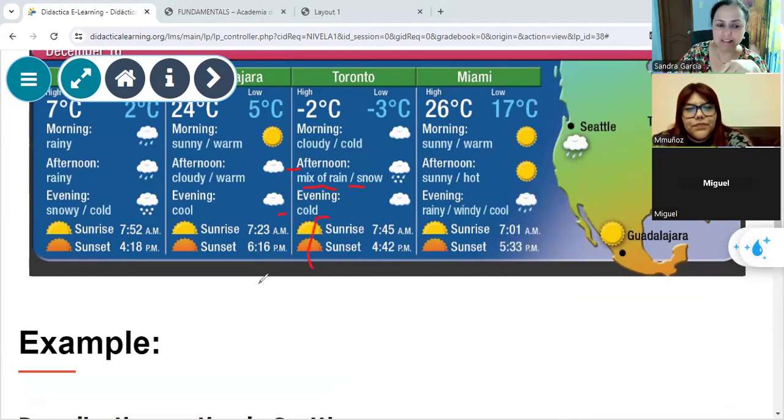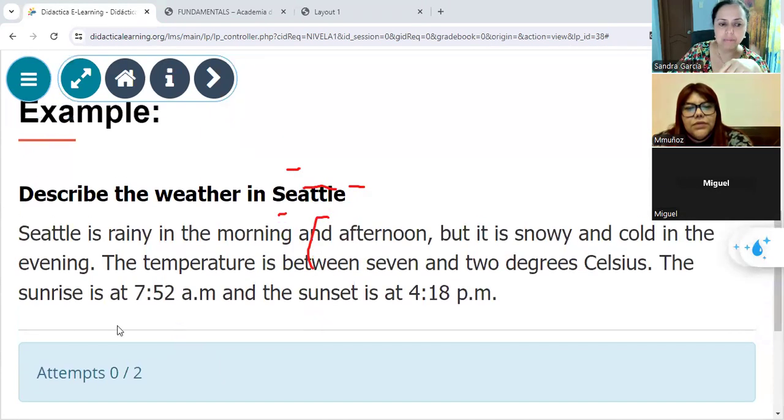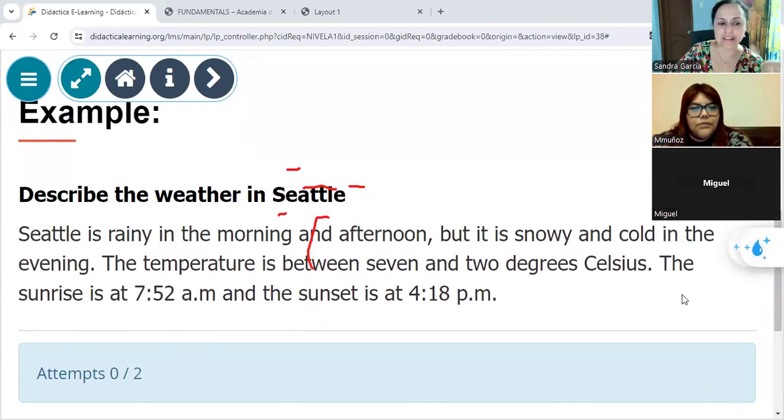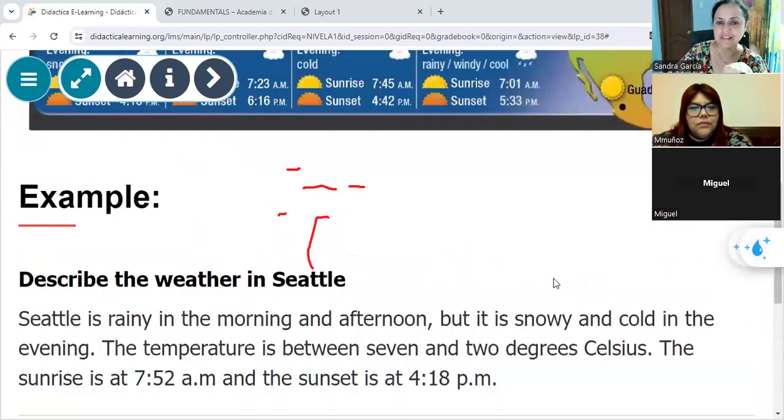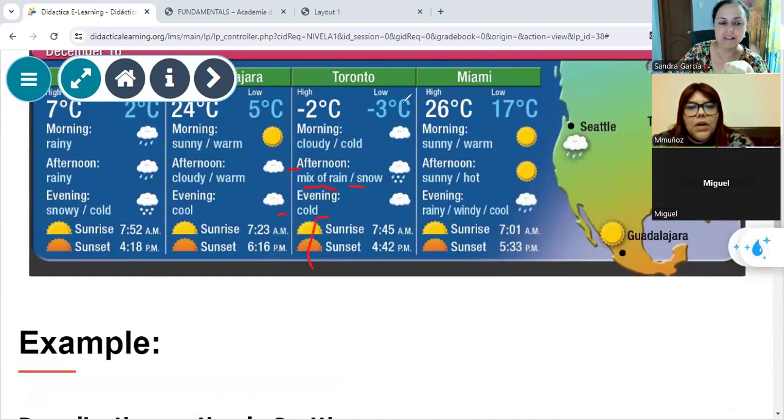Tell me about the sunrise and the sunset. Look at the example. The sunrise is, the sunset is at. So now tell me about the sunrise and the sunset. The sunrise is 7:45 a.m. and the sunset is 4:42 p.m. Me faltó el miss. Very good. Don't worry, but it was very good.